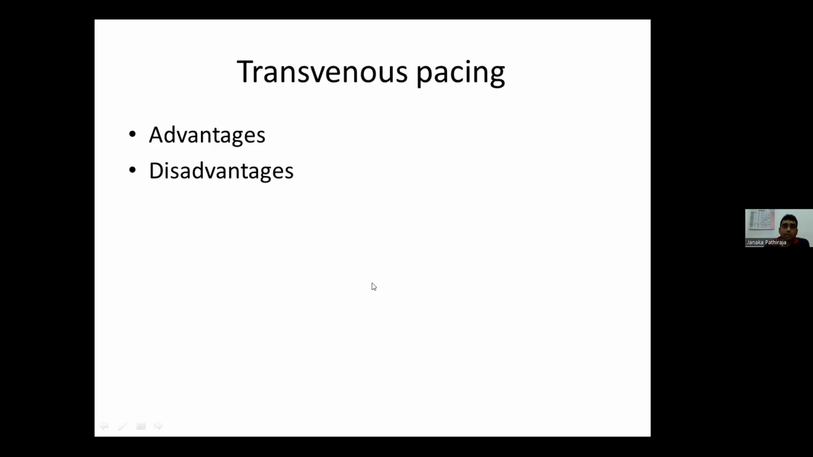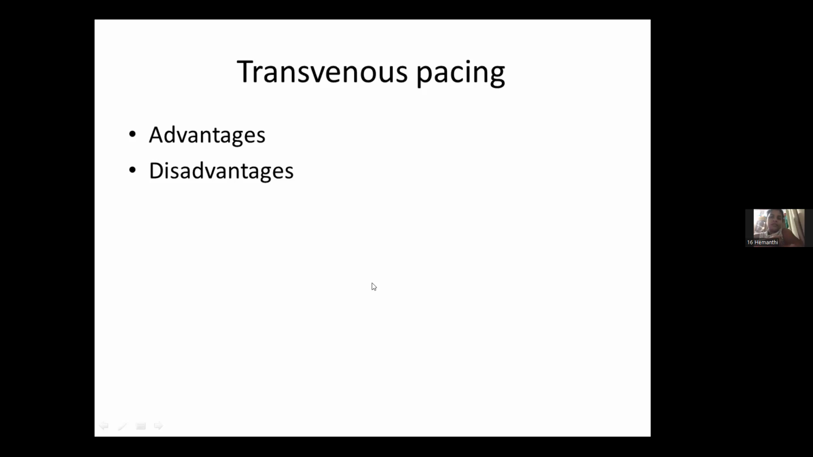And transvenous pacing, how we do it is we put a wire through the femoral vein to the right ventricle, and then we do the pacing. I think you have a session on temporary pacing. Dr. Susita will do it, maybe in the next lecture, right? He will explain and teach you how to do that. So I'm not going to touch that part. What are the advantages of transvenous pacing?